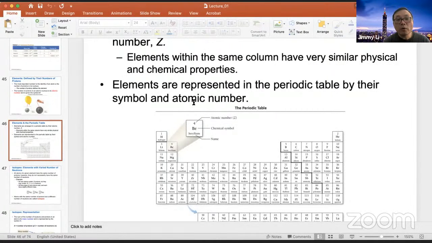Elements are arranged according to atomic number, so you can see 1, 2, 3, 4, 5, 6, 7, 8. When they are arranged together, they have a vertical arrangement and a horizontal arrangement. In total, there are 18 vertical lines, from 1, 2, 3, 4, all the way to 18 on the far right-hand side. There are a total of 7 horizontal lines. Horizontally, we call them periods. Vertically, we call them groups. Periods and groups. Very well.